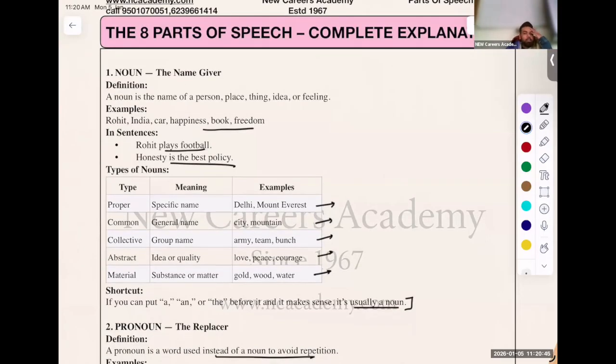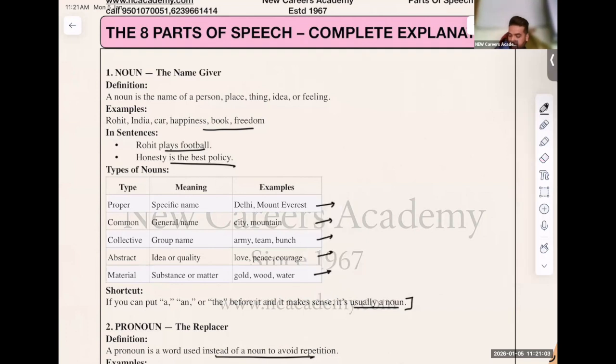So let's start. Now, when we start with parts of speech, what are the different parts of speech that we have? Yes, everybody. Noun, pronoun, adjective, adverb. Okay, so I'll just explain.